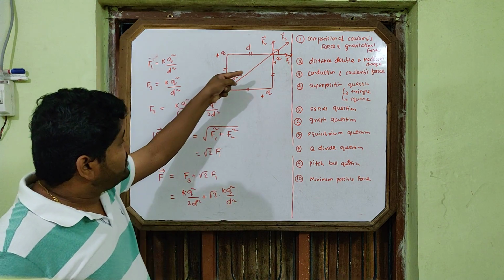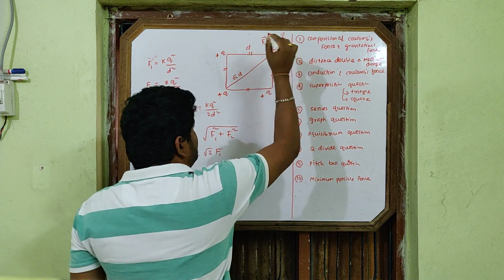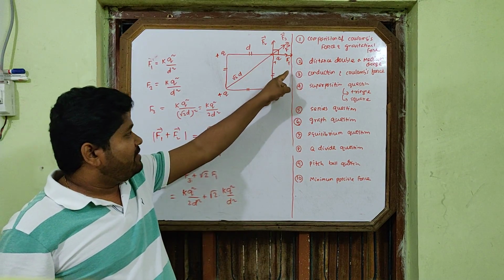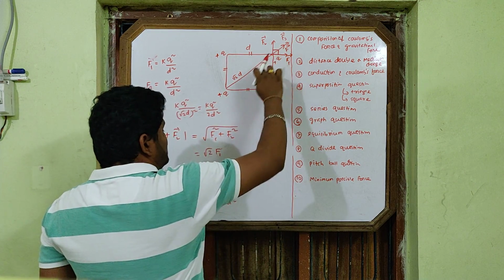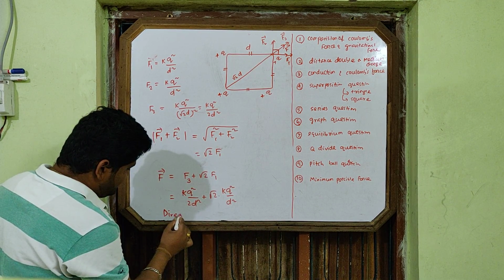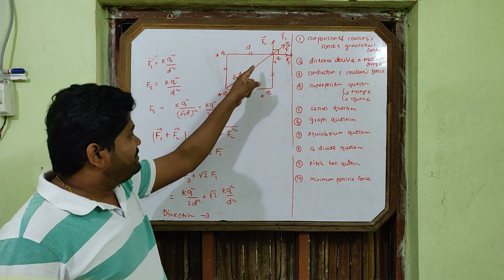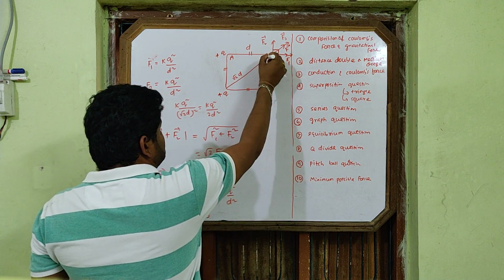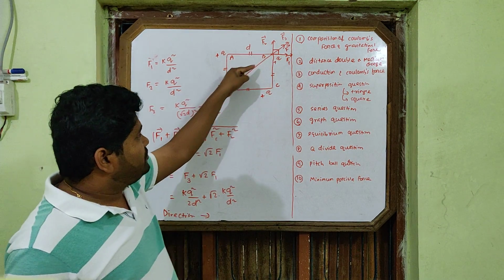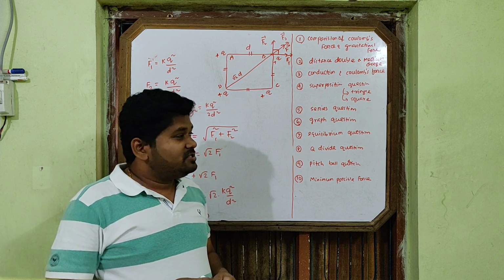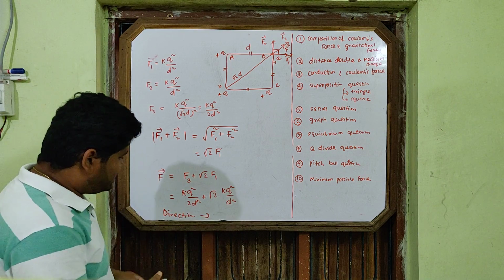For direction, you can show it here or write it. The resultant force is making an angle of 45 degrees with F1, along the diagonal. You can name the diagonal A, B, C, D. It is along the diagonal from D to B, in that direction it acts. So this is the square question. You can simplify and get the answer here.